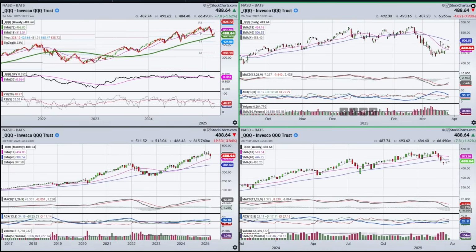Now, it could be just the beginning of a whole other leg to the downside. We have declining moving averages. We rallied into resistance, and the way that would play out, I think, would be a move back down to like 475, try and rally, and then it would break down, something like that.